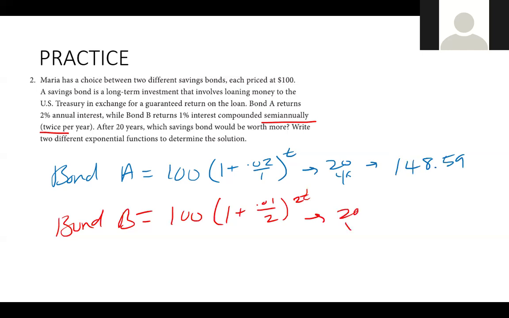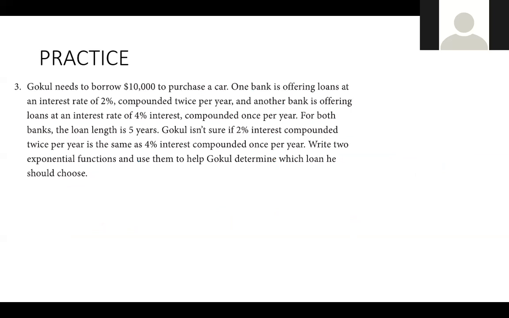So after 20 years, what will the person with bond B return? 122.08. So which one is worth more? Bond A. All right, last one.